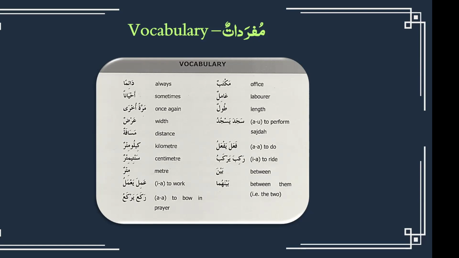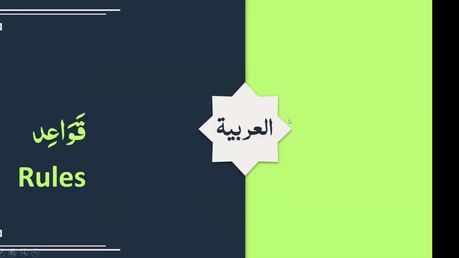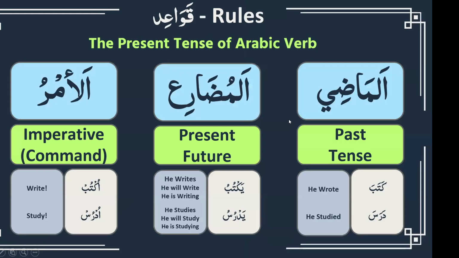Now, all of these where you see Rakiba Yarkabu or Sajada Yasjudu, you see this A and U, A and A, I and A. These are the rules for Mudare, which we're going to mention during today's lesson, inshallah. Then how the Mudare actually will be used. A couple of rules.